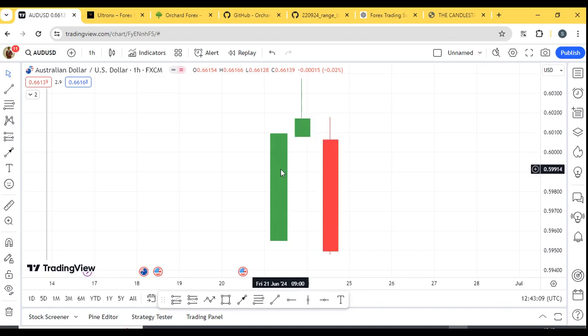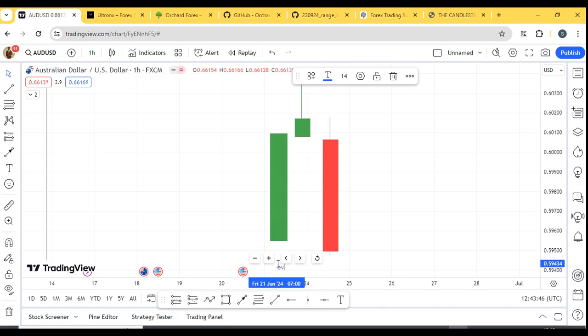The first one must be a bullish candle. Then the middle candle, which is the second candle, might be neither bearish nor bullish. But in here, I'm using a bullish candle to represent it. So it can either be a bearish candle or a bullish candle. It does not matter. Then what matters here is that the third must be a bearish candle representation. So now this is what we call an evening star candle.